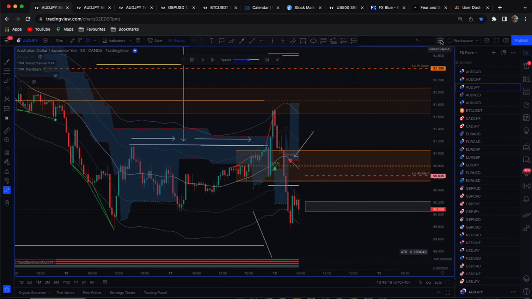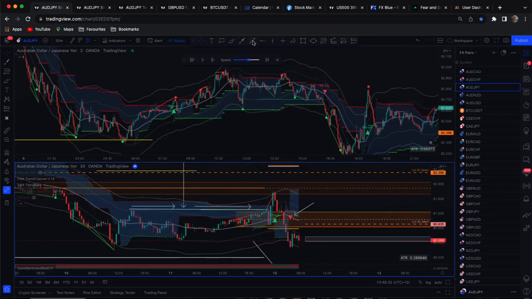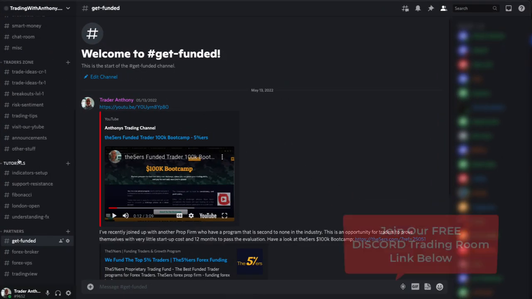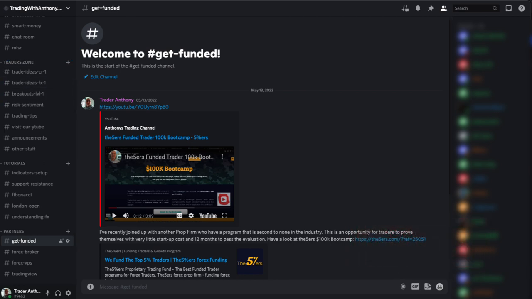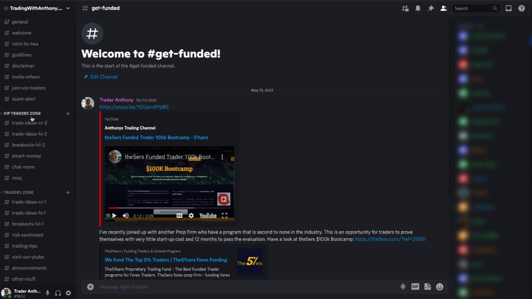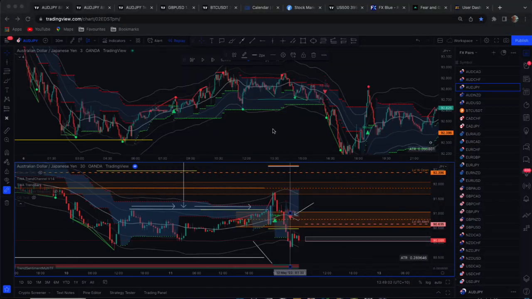If we go down to our 2-chart layout, let's just mark up this point of interest. Right now, if you're not familiar with this strategy, go to our Discord here and you'll find in the trader zone, breakouts level 1. That's this strategy. But if you want to go for the other strategy that I'm talking about, go to the next level, and those tutorials are in here and we'll be adding to that.